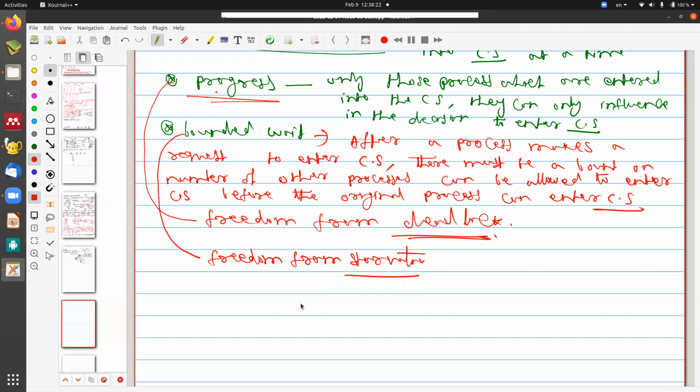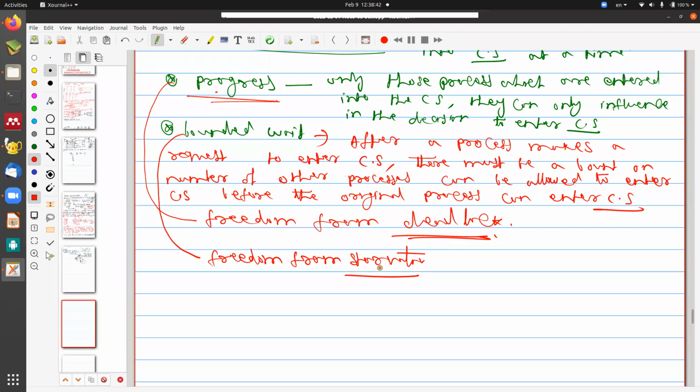Let's say 10% can be allowed. So depending upon the processor's choice, if the bound is fixed, then definitely there is no question of starvation. So if these 3 criteria are matched, then only you can say that it is a proper critical section you have written.